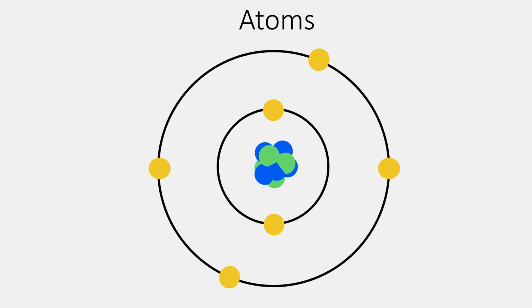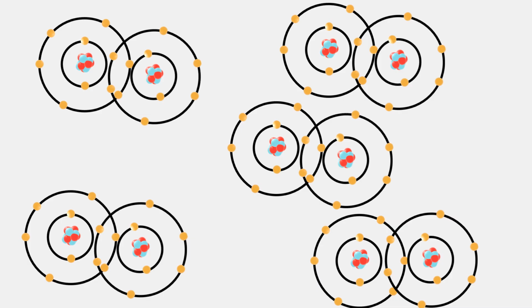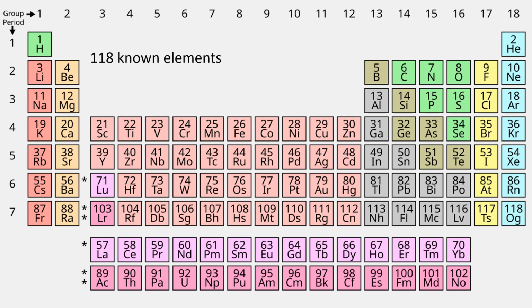Our topic today is atoms. Atoms are tiny particles. They combine to make molecules. These molecules make up all the matter in the universe, with the exception of some super-dense celestial bodies. Until now, there are 118 known elements.